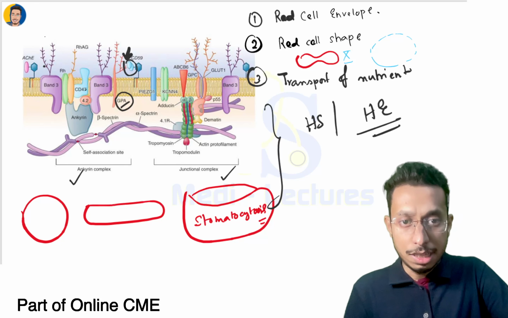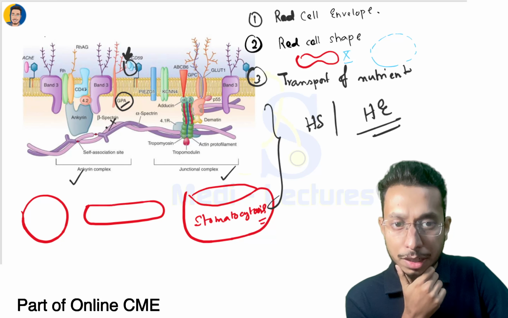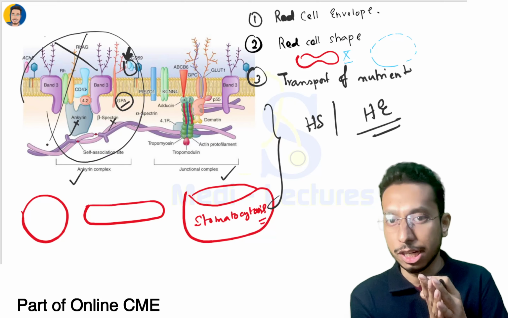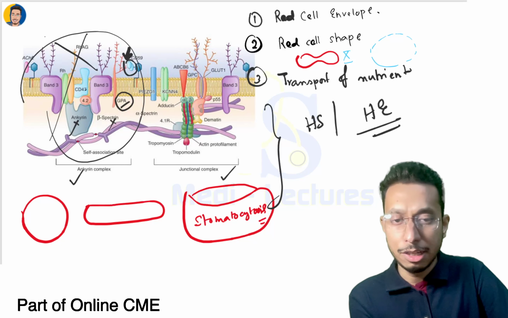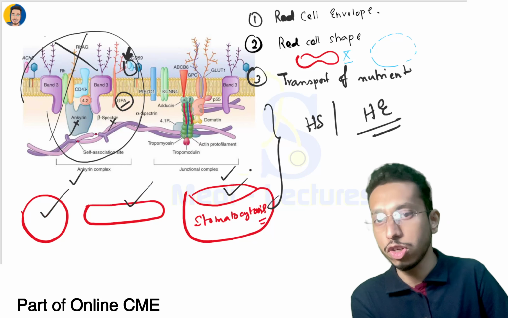Okay, so remember, if there is a defect in any of them, for example a defect in alpha spectrin or ankyrin, all of this structure will get destroyed, and this cytoskeleton structure which maintains the biconcave shape will be denatured, resulting in a different shape, that is spherocytosis, ellipsocytosis or stomatocytosis.